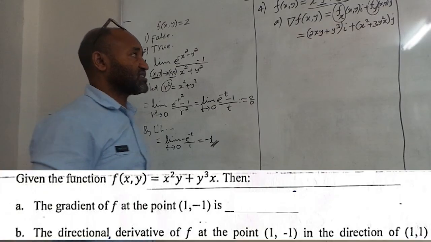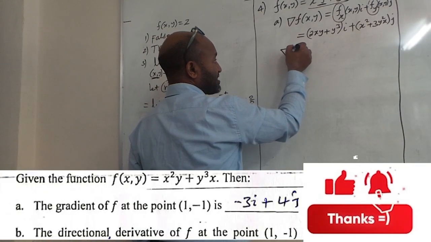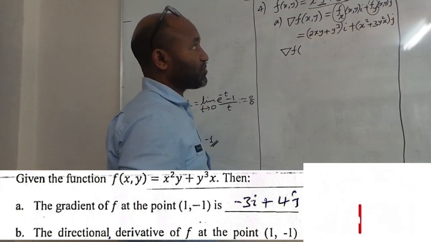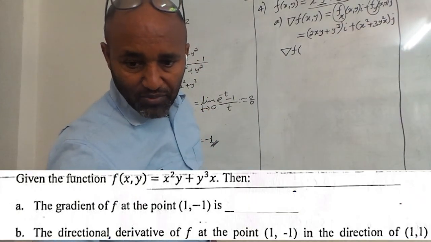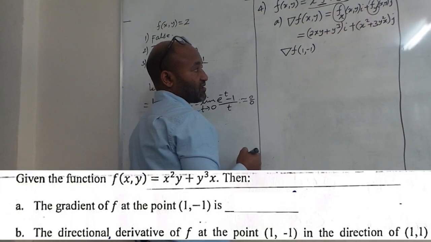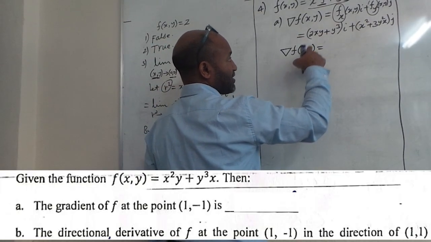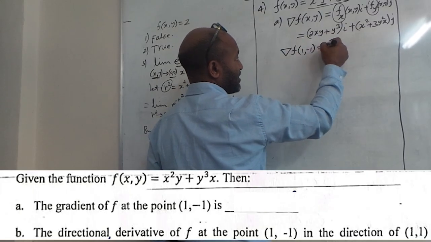At an arbitrary point in the domain. Then the problem says find the gradient of f at the point. At what point are you asked? You are asked at the point (1, -1). That means we substitute 1 for x and -1 for y.